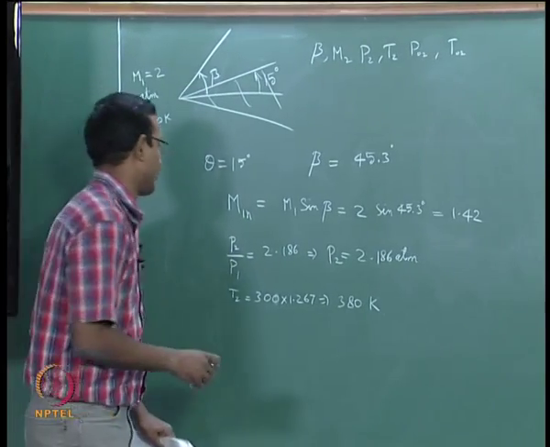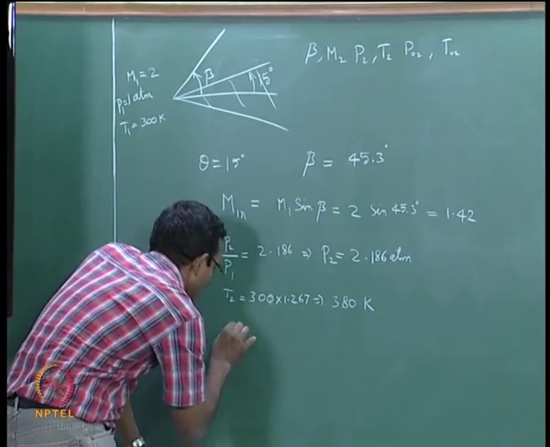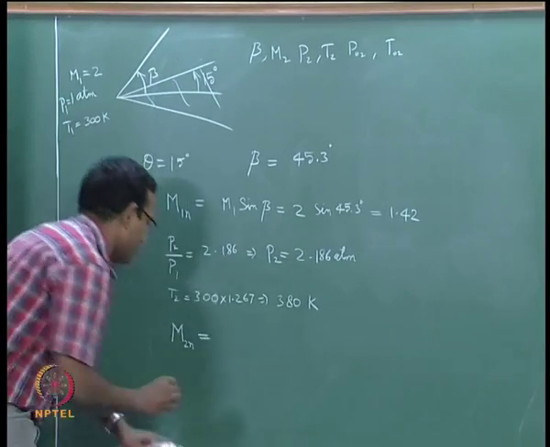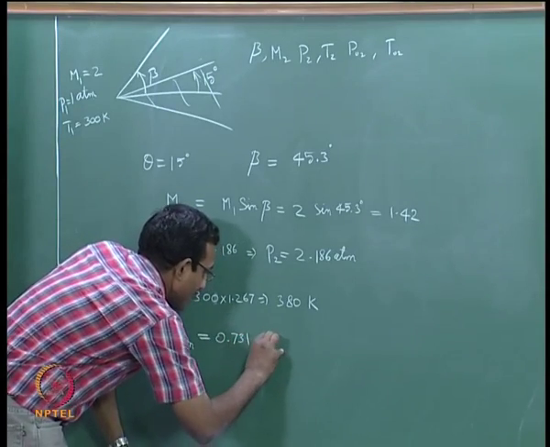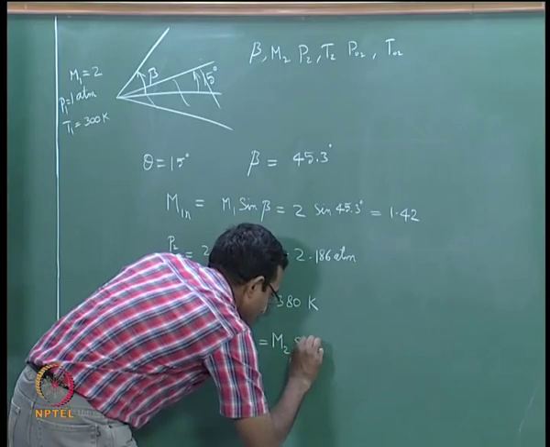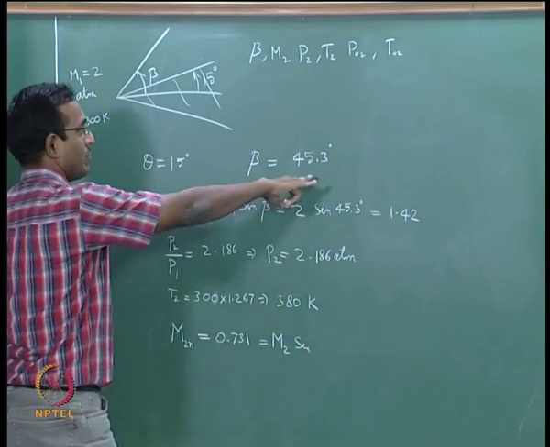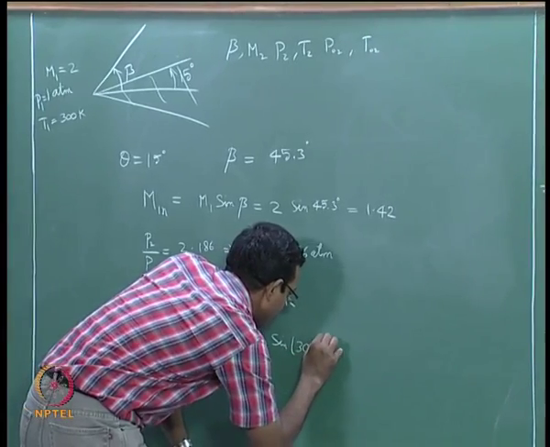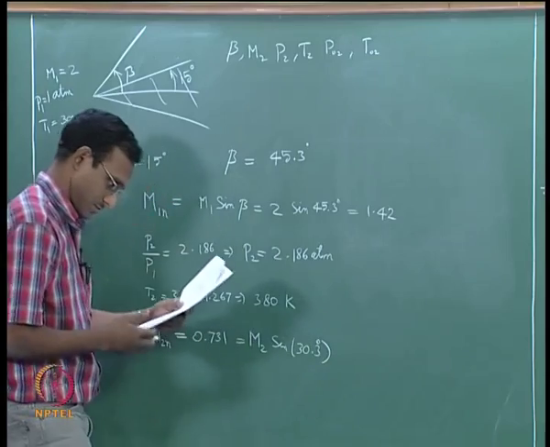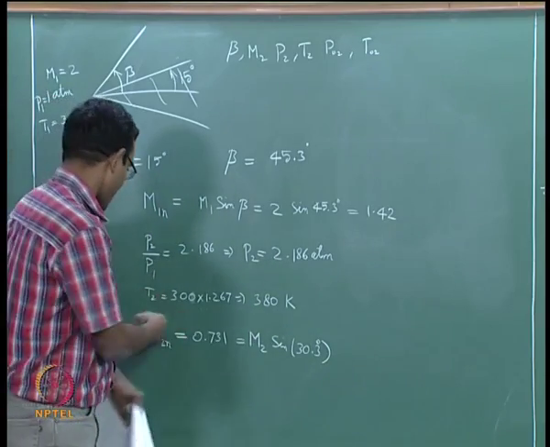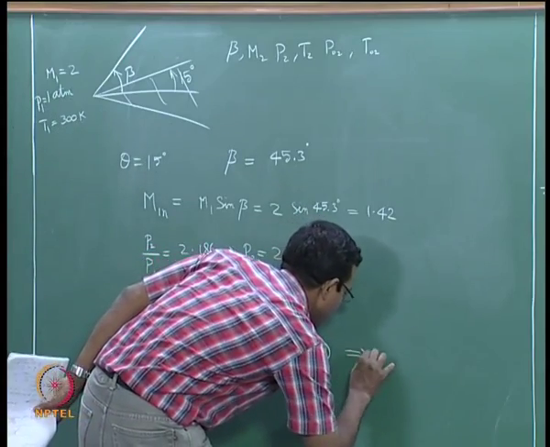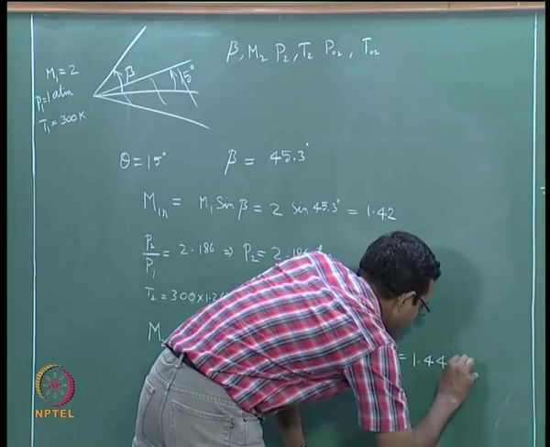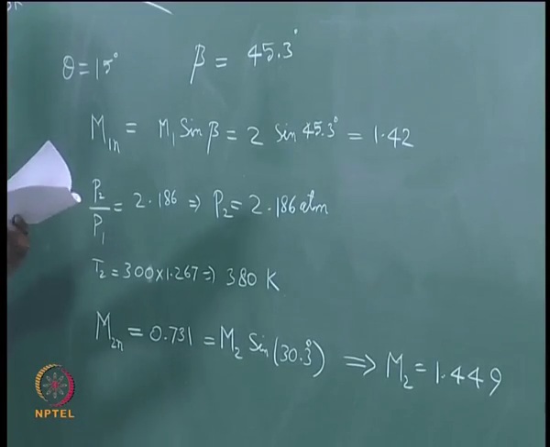Now I will find Mach 2, M2. M2 in normal shock tables will be called M2 normal in my oblique shock. M2 normal happens to be 0.731, which is equal to M2 times sin of (beta minus theta). Beta is 45.3, theta is 15, so I will put 30.3 degrees. When I use this and find out my M2 value, it gives M2 as 1.449. That is going to be my M2 value.